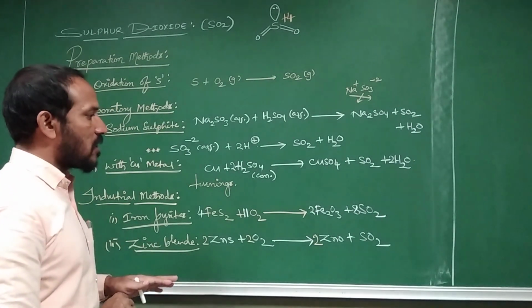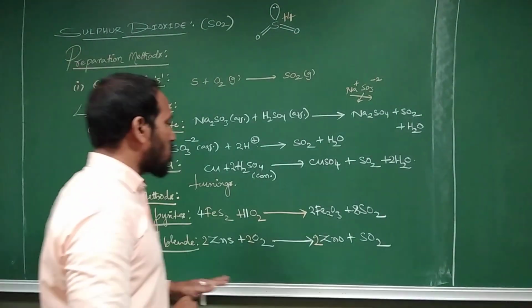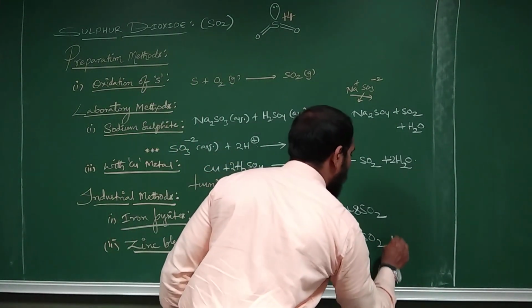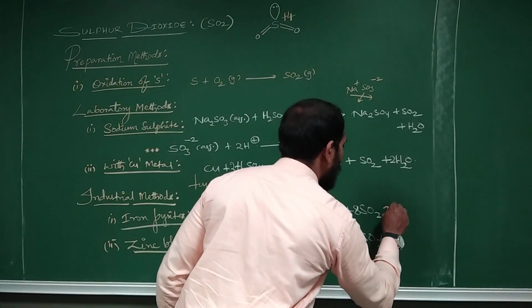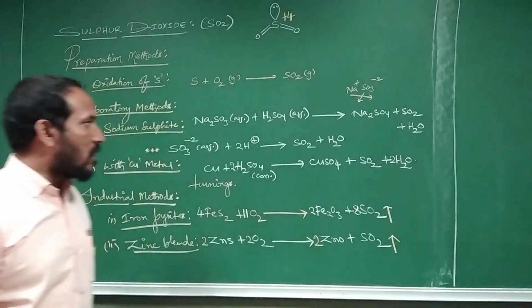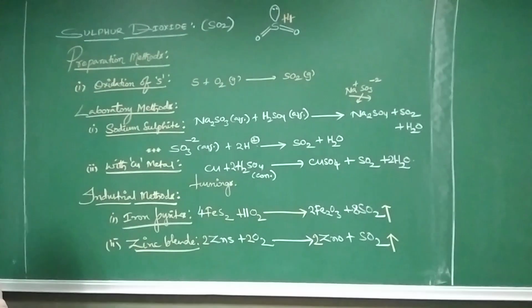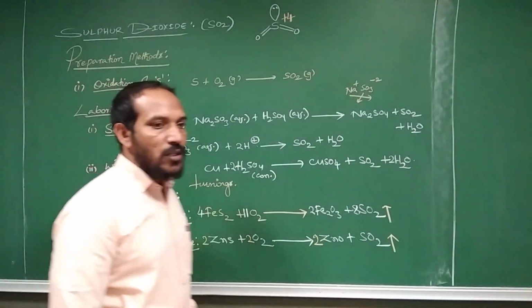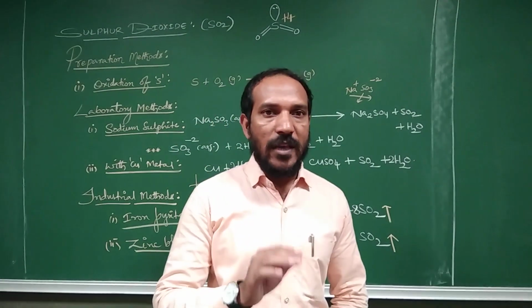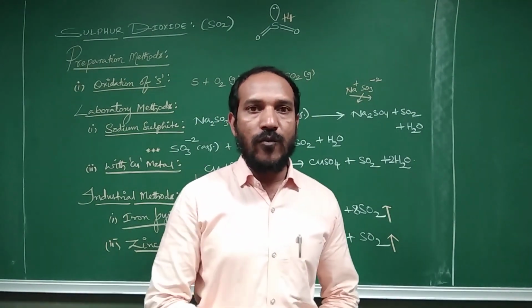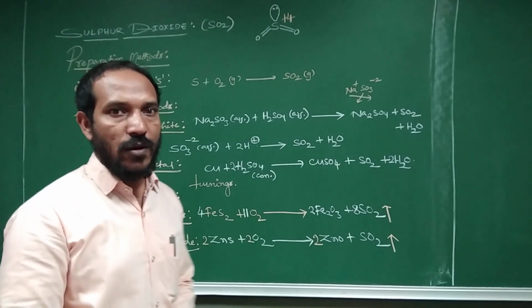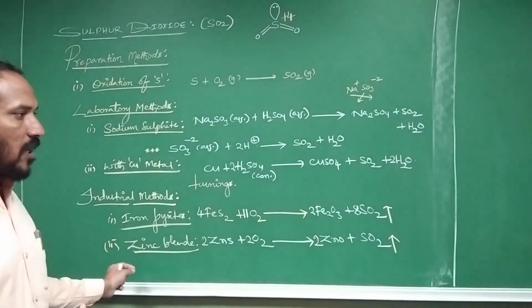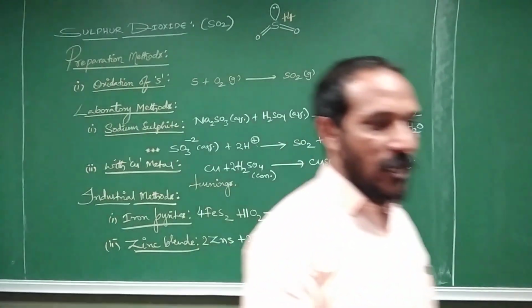So these two methods come under the industrial methods. So like this the sulfur dioxide can be obtained with the help of these methods. These are the different methods we use to form sulfur dioxide. I hope the concept is clear for everyone. Is it clear?